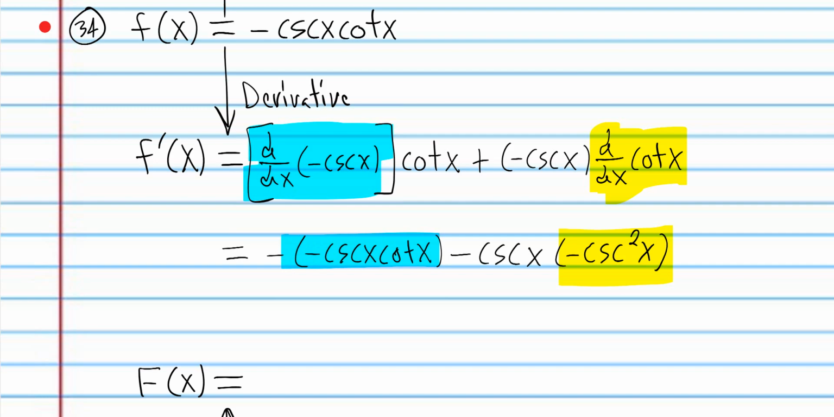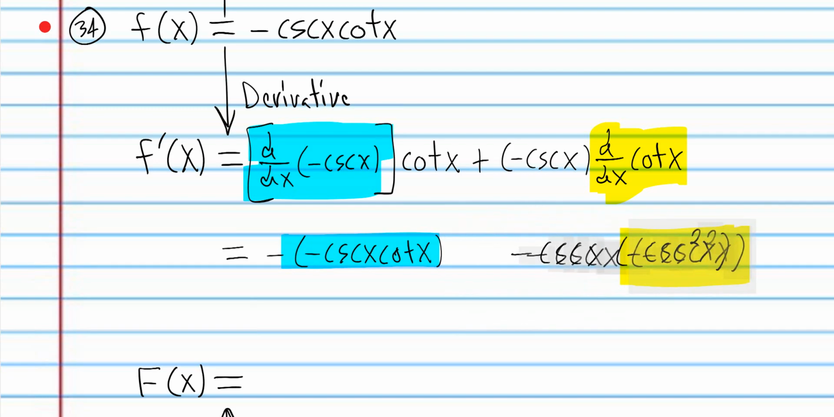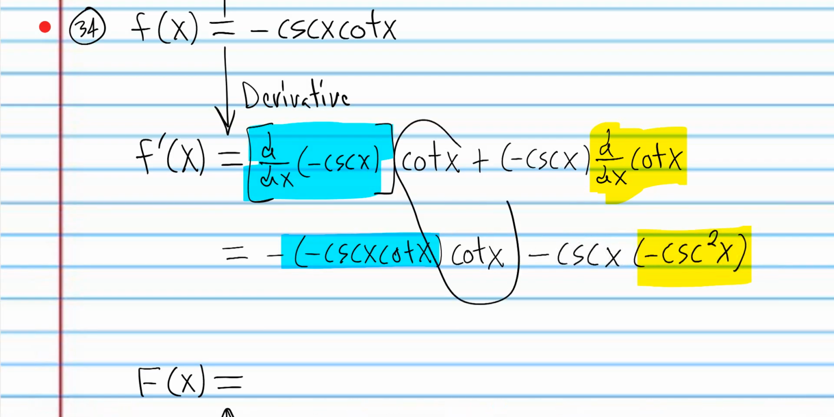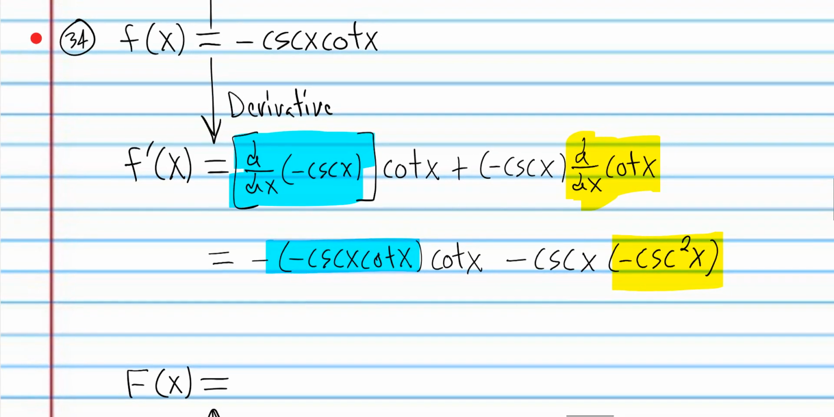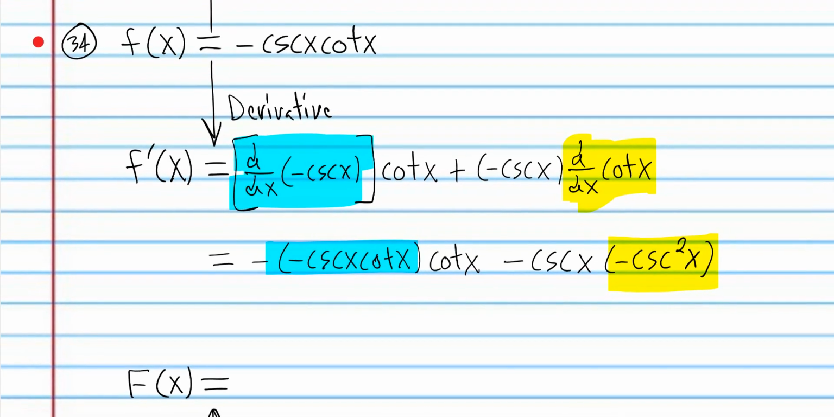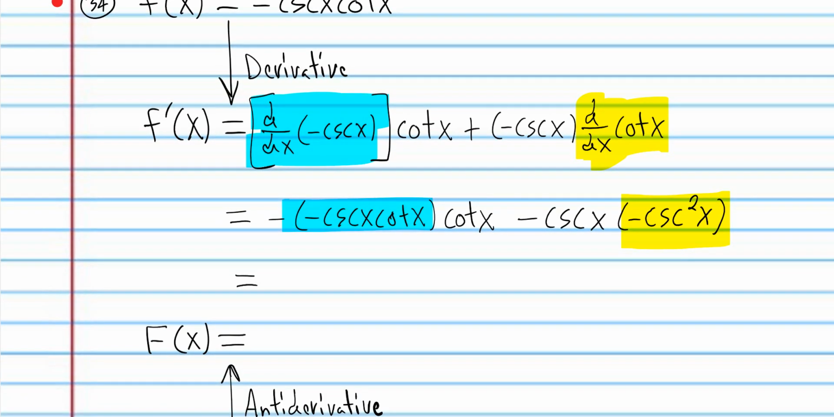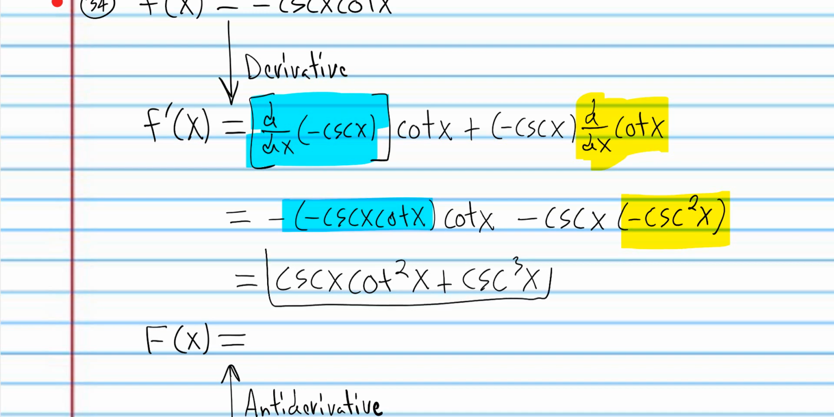Oh, whoops. I forgot to write my cotangent there. Sorry about that. I didn't write that cotangent. Okay, so all we have to do now is just simplify. So we have cosecant x times cotangent squared x plus cosecant cubed x. So that is the derivative.